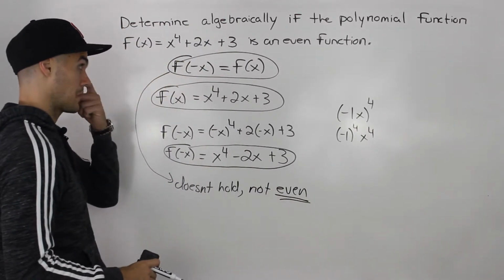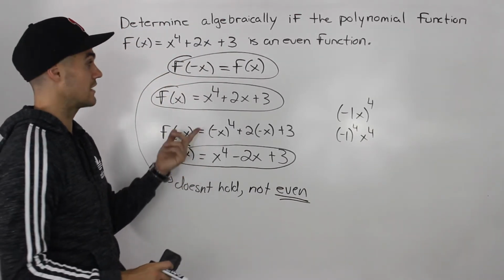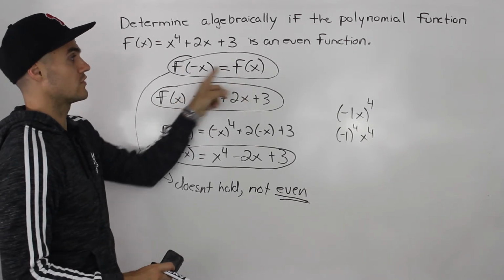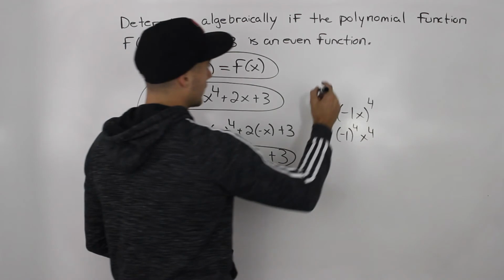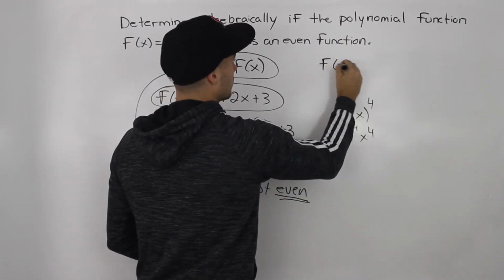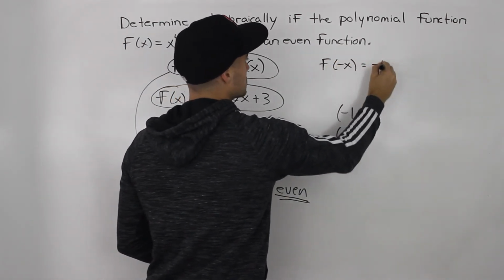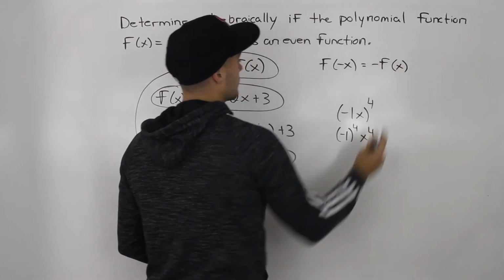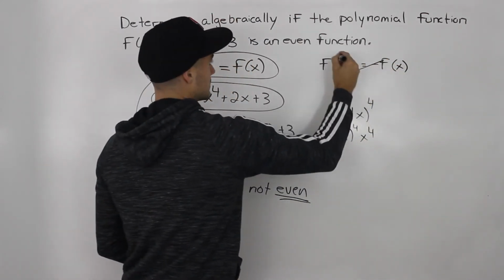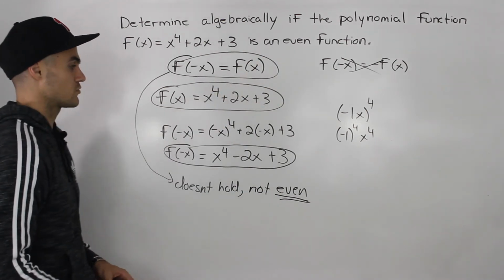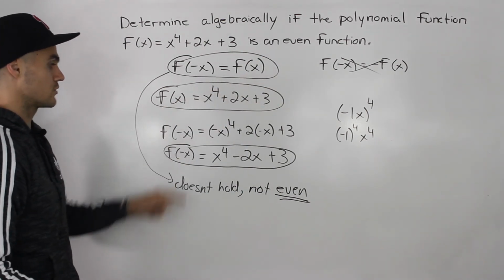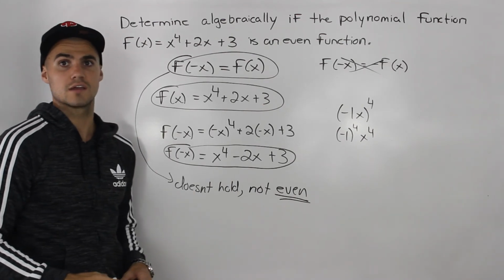So basically, whenever they're asking whether a function is even algebraically, you have to prove this here. If they were asking whether a function was odd, and you have to prove it algebraically, if you remember, we have to prove f of negative x equals negative f of x. But they aren't asking us that in this question. They're asking us if it's an even function, so we have to prove that. Both of those don't equal, so the function is not even.